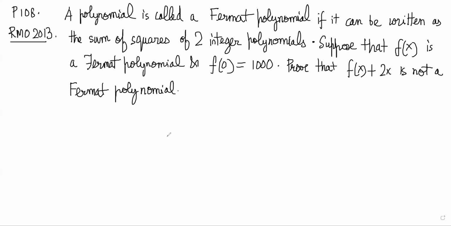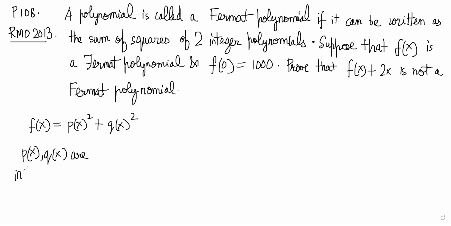So a definition has been given to you. A Fermat polynomial is a polynomial which can be written as the sum of squares of two different polynomials. And those two polynomials must be integer polynomials. By integer polynomials, we mean that their coefficients are integers. Now, f of x is a Fermat polynomial and f of 0 is 1000. So we have f of x can be written as p of x squared plus q of x squared, where p of x and q of x are integer polynomials.